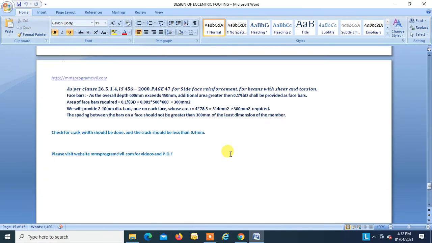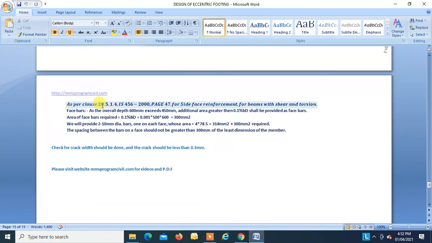Now comes the next portion, that is, as per clause 26.5.1.4 IS 456/2000, page 47, for side reinforcement for beams with shear and torsion. Our beam carries shear and torsion both. The code says when the overall depth of the beam is greater than 450 mm, our is 600, which is greater than 450 mm, right? Then we have to provide side face reinforcement, and the area of the side face reinforcement should be greater than 0.1% of BD. So that is found to be 300 mm square.